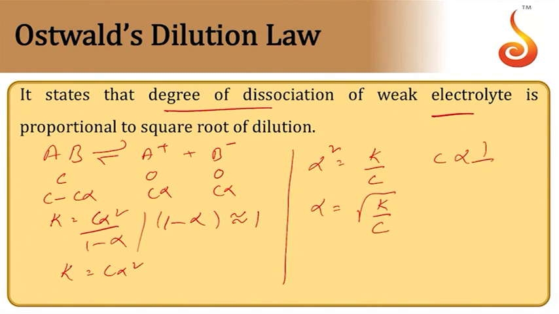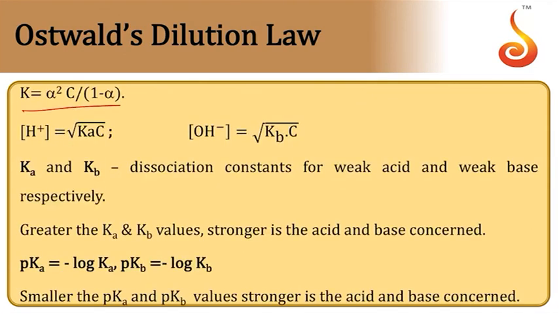And we know that concentration is inversely proportional to volume. Therefore, alpha is equal to the square root of K into V. This implies alpha, that is the degree of dissociation, is directly proportional to the square root of V. Square root of the volume itself is called Oswald's dilution law. By applying this law, the formula is alpha square C by 1 minus alpha.